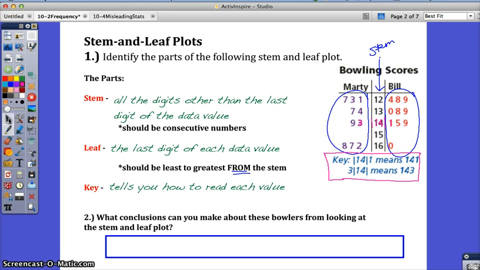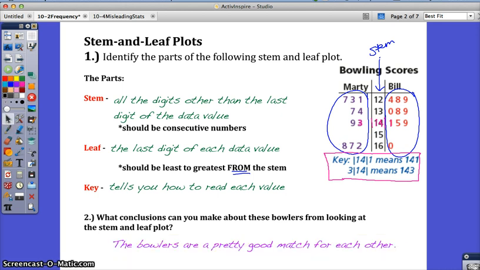But overall, I think the best conclusion that you can make is really overall, these bowlers are a pretty good match for each other. Their scores are very closely related. It would be different if Bill's scores were down in the 80s and 90s, or my scores, if I was on here, would be in the 70s or 80s. And then Marty's are up in the 120s through 160s. Marty and I would not be a good match for each other.